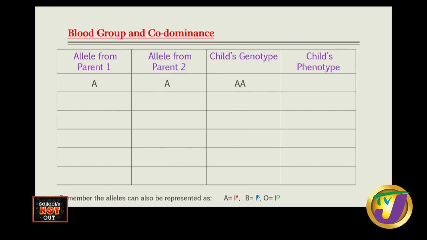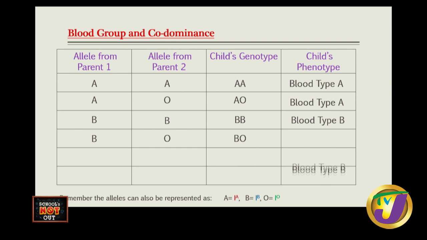And of course, the phenotype would be blood type A. Another possibility, capital A and O. We're saying O is recessive. What would it result in? AO, blood type A. Next possibility, BB, blood type B, because we have the same allele in this case. So of course, blood type B. B again is dominant to the recessive allele, O. So of course we have BO, and what would it result in?